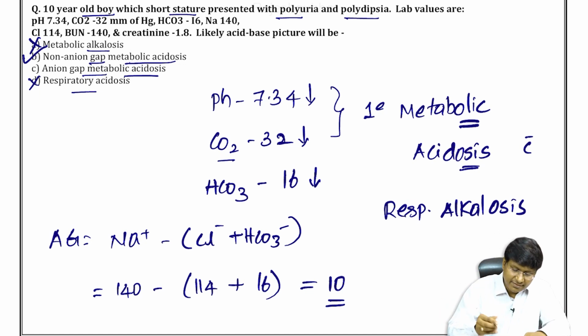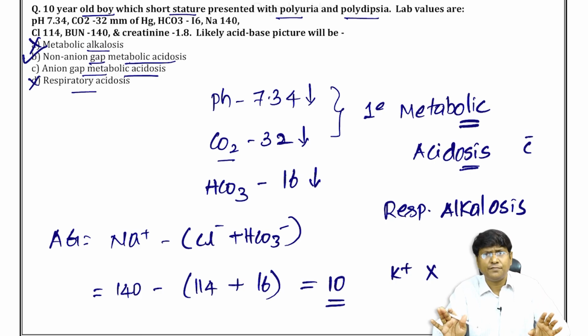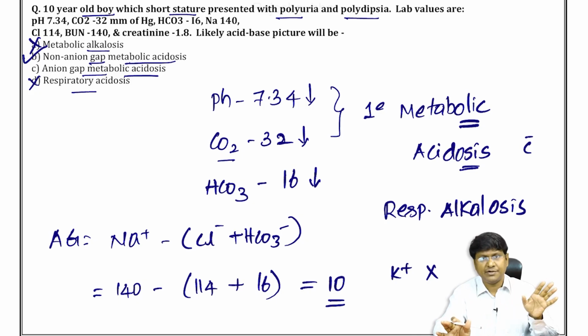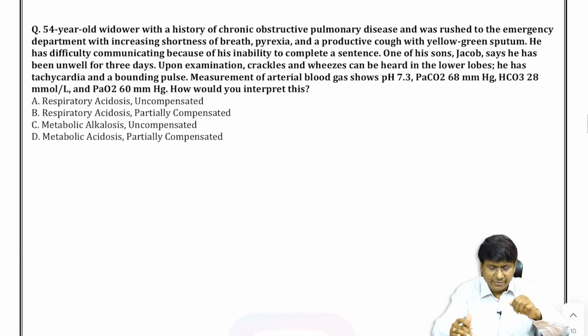And always remember, we don't take potassium into consideration. We don't take potassium into consideration in the calculation of the anion gap. So even though potassium is given, please don't take potassium into the value of calculation of the anion gap. Now, we'll try to solve questions related to the compensation.